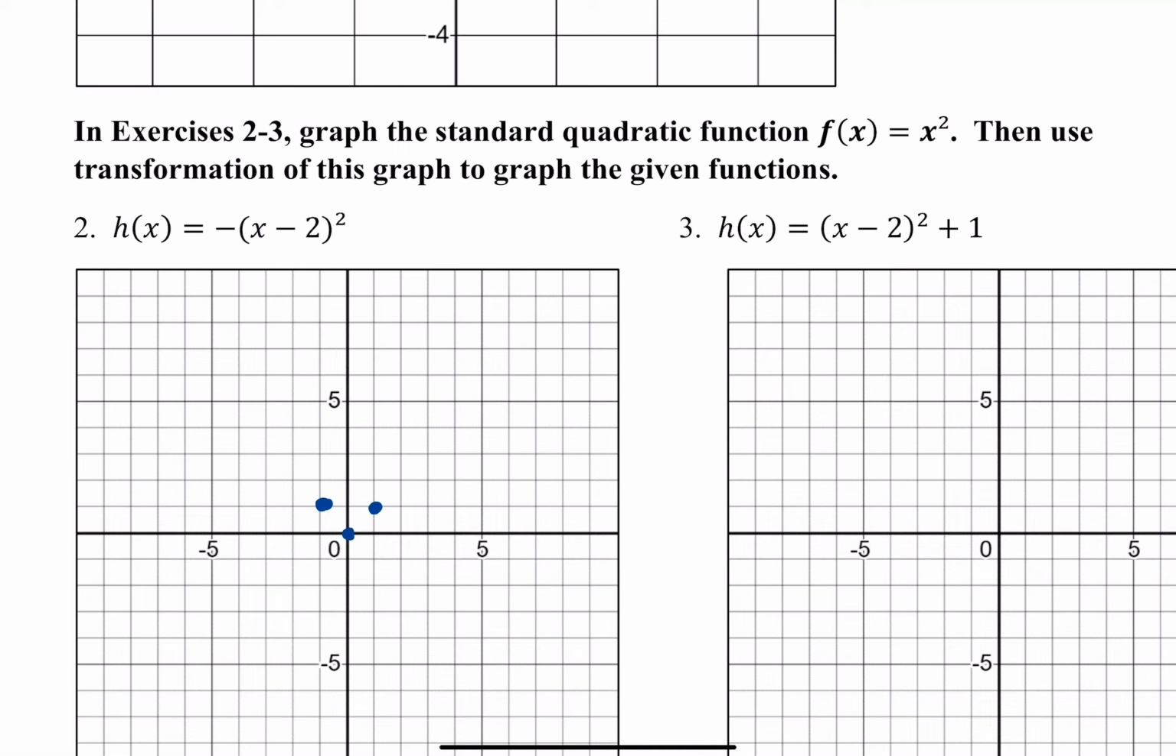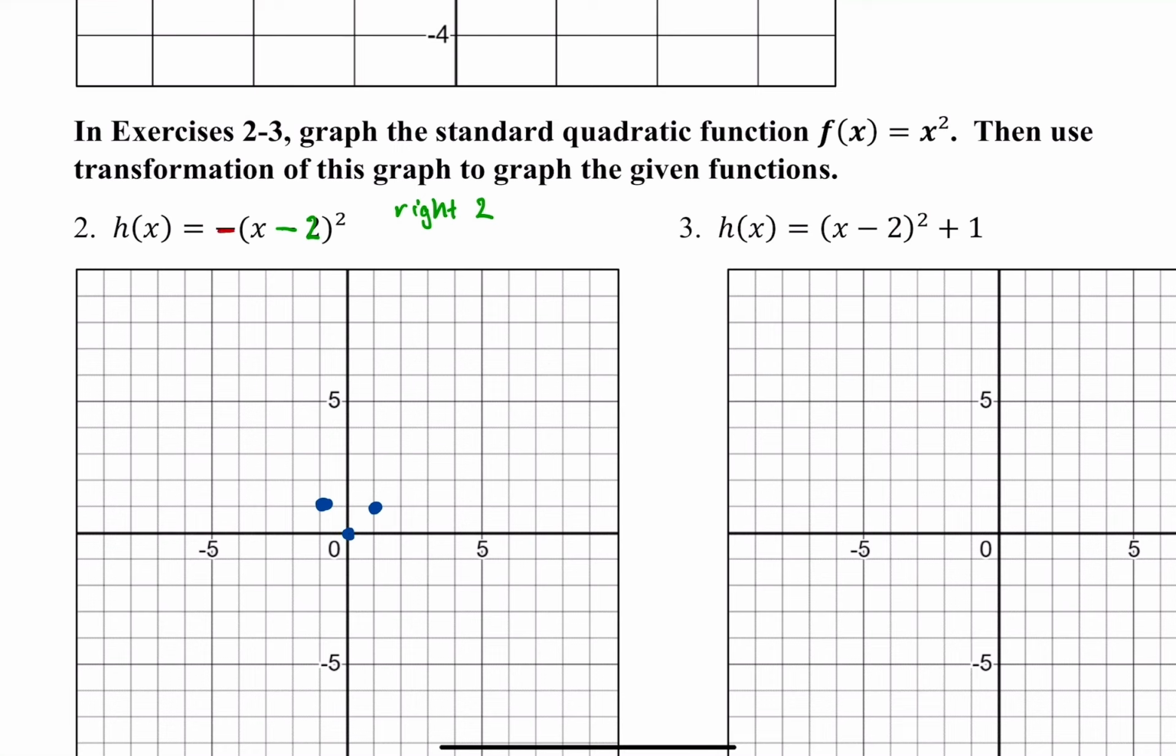All right, so again, we have our anchor points, and then we're asked to use transformations to graph the given function. So there's two transformations here. Remember to apply them in order of operations. This minus 2, it is inside, so it's horizontal. It is subtraction, so it's going to cause it to go to the right 2.